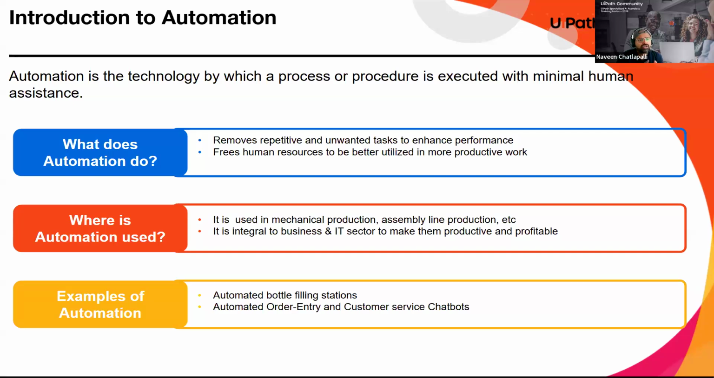Examples of automation. In regular work, in hardware or mechanical production work, you can see bottle filling stations, for example, whenever you drink some soft drink. Humans don't manually fill all the water, all the sodas, and all the ingredients into it.